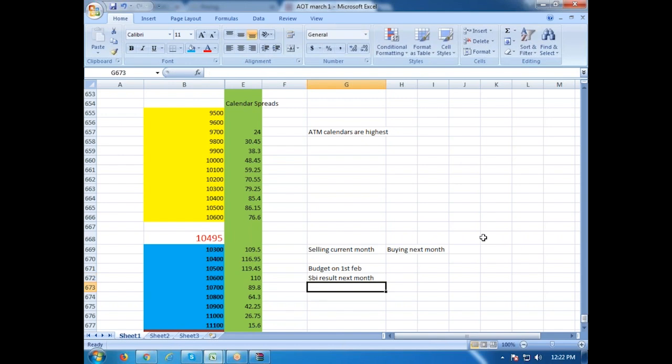एसबीआई रिजल्ट नेक्स्ट मंथ है, इस मंथ नहीं है. तो नेक्स्ट मंथ में वोलेटिलिटी रहनी चाहिए, इस मंथ में वोलेटिलिटी नहीं रहनी चाहिए. सो यू कैन थिंक ऑफ क्रिएटिंग अ कैलेंडर स्प्रेड देयर, if it is liquid. Let me just wait for it.